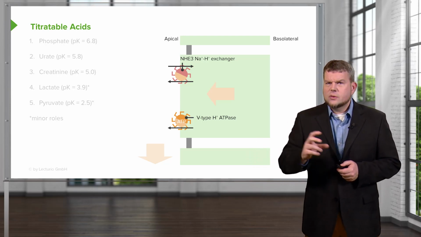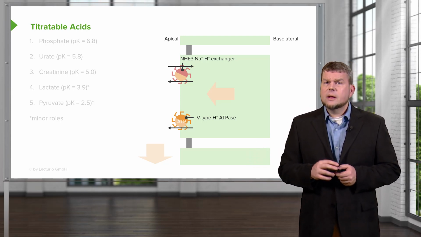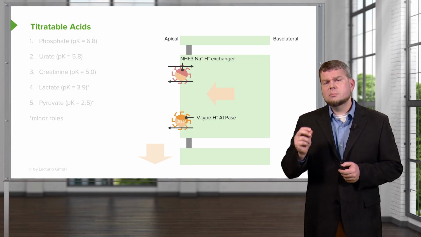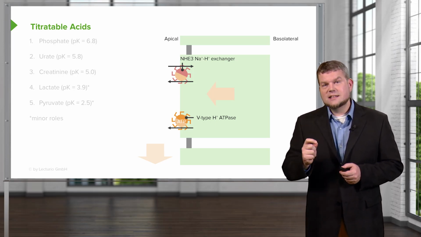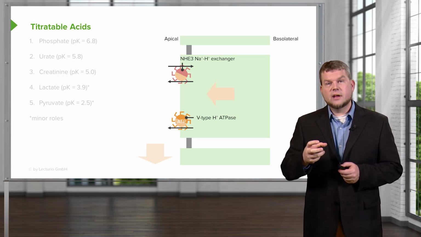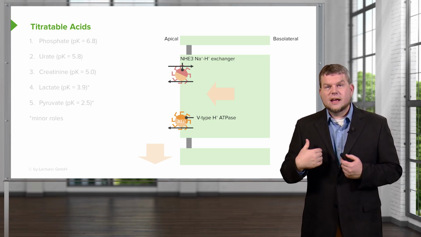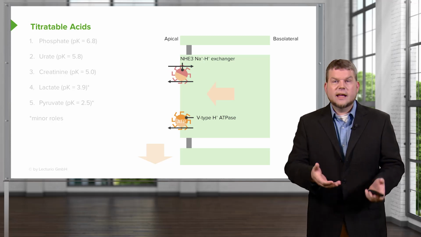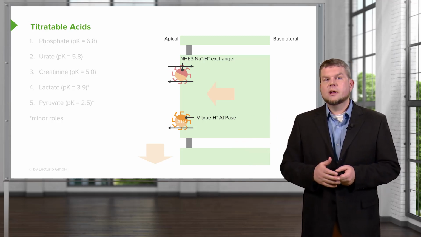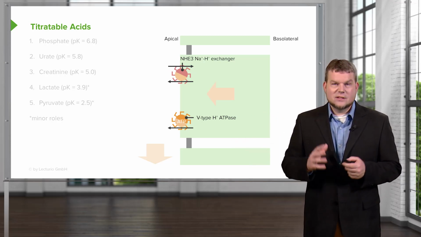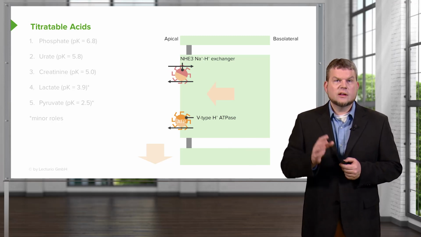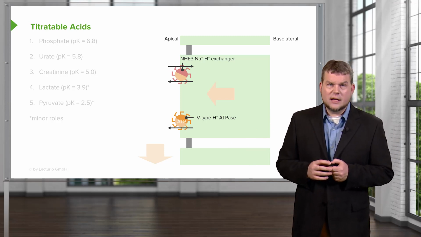Now, why is this going to be an important process? Well, you remember that a certain portion of the acid that you took in via non-volatile acids, you are going to have to excrete a hydrogen ion and make a new bicarb. So the titratable acids are one of the ways this occurs. So let's take phosphate as our example.